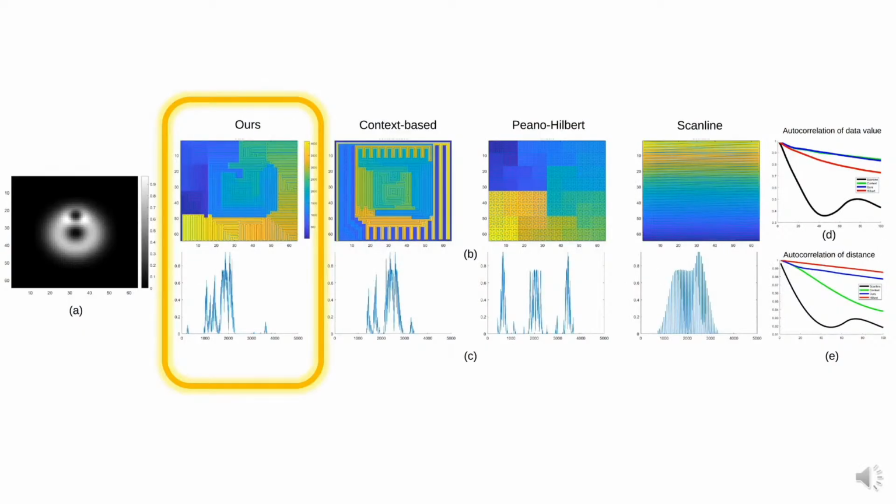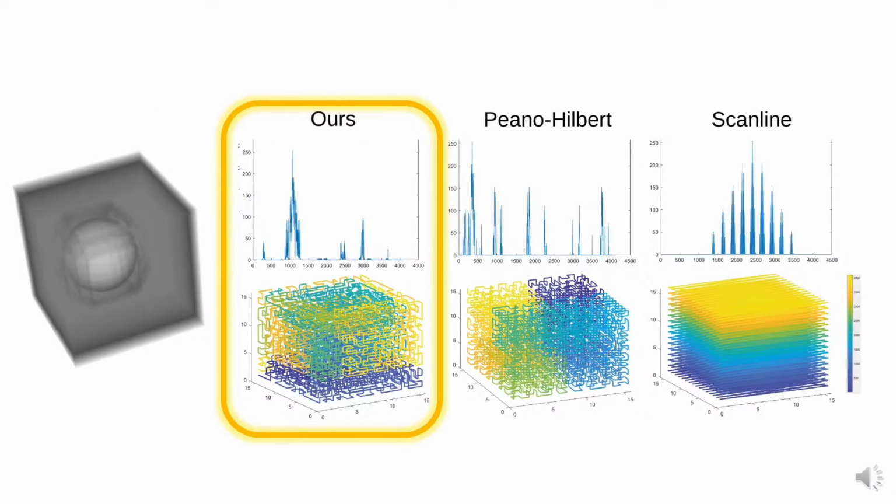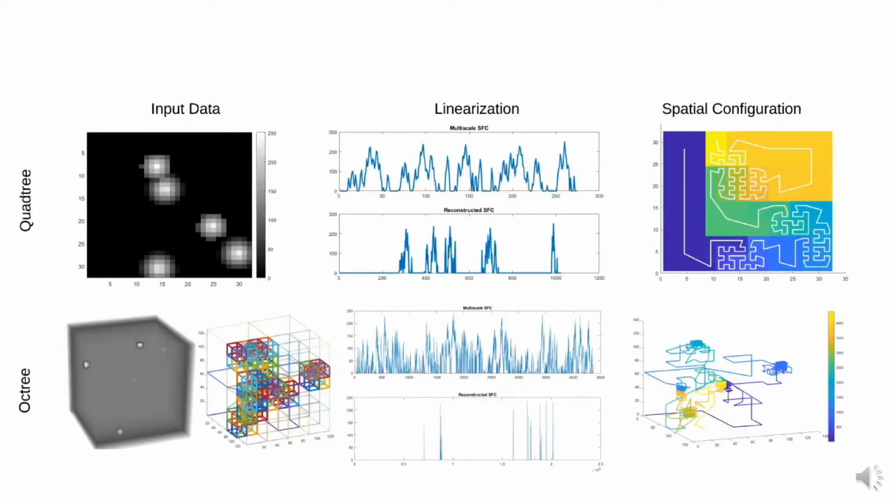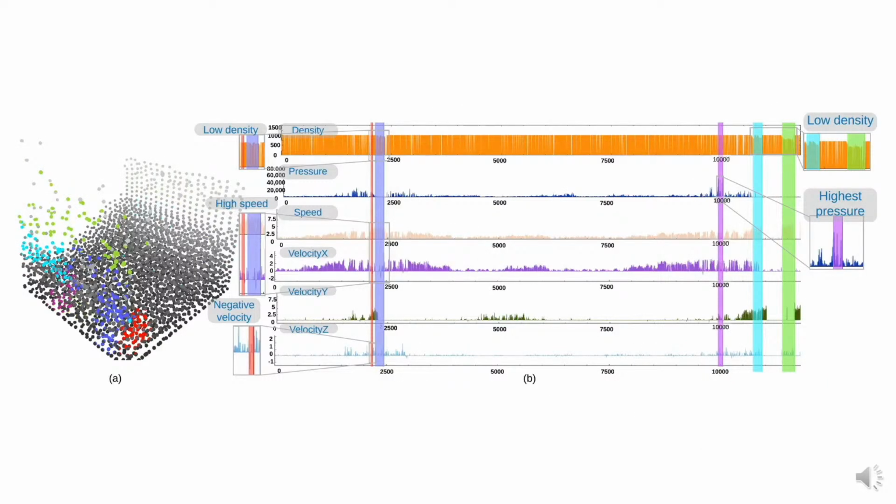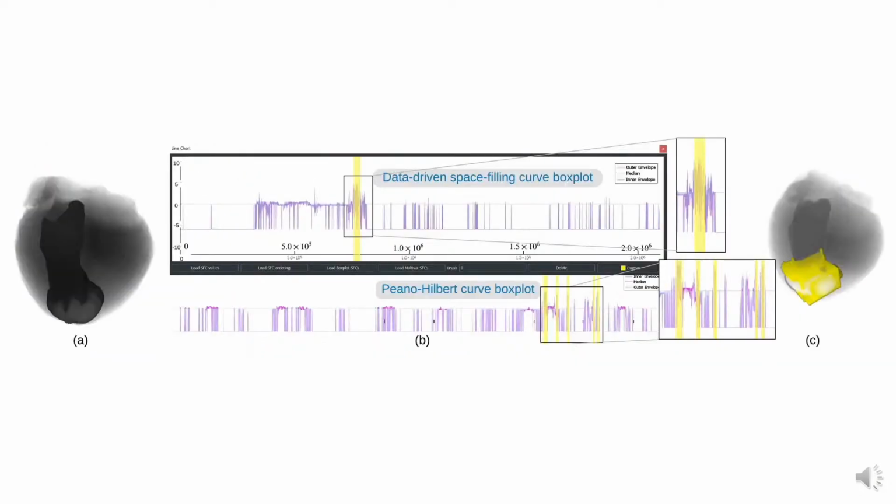We propose data-driven space filling curves. Our new method generates linearizations that better preserve coherency than existing techniques. Our method supports 3D datasets and even multi-scale data on a quad tree or an octree. Many visualizations benefit from our method, for example, visualization of multivariate particles.